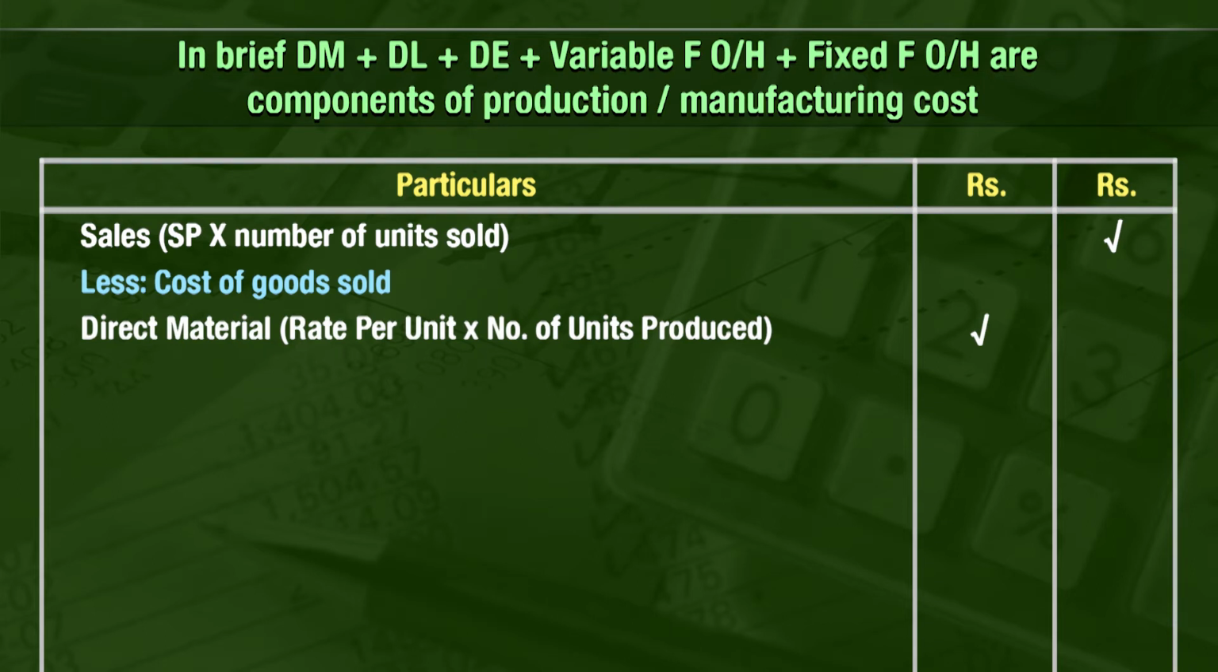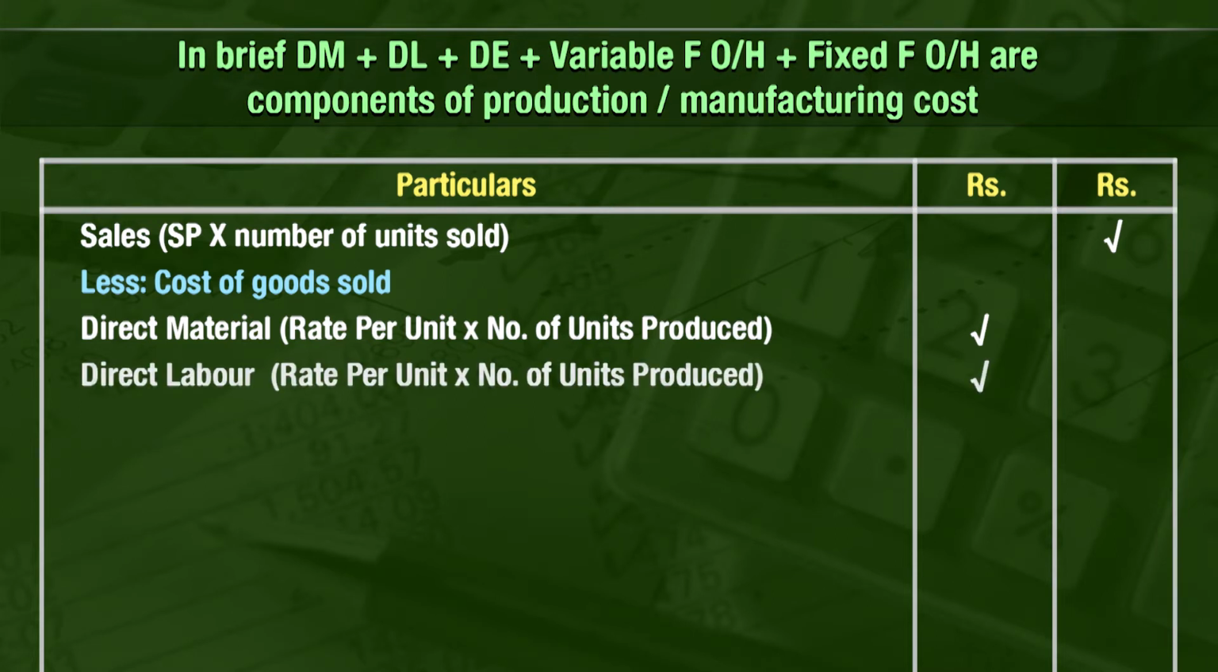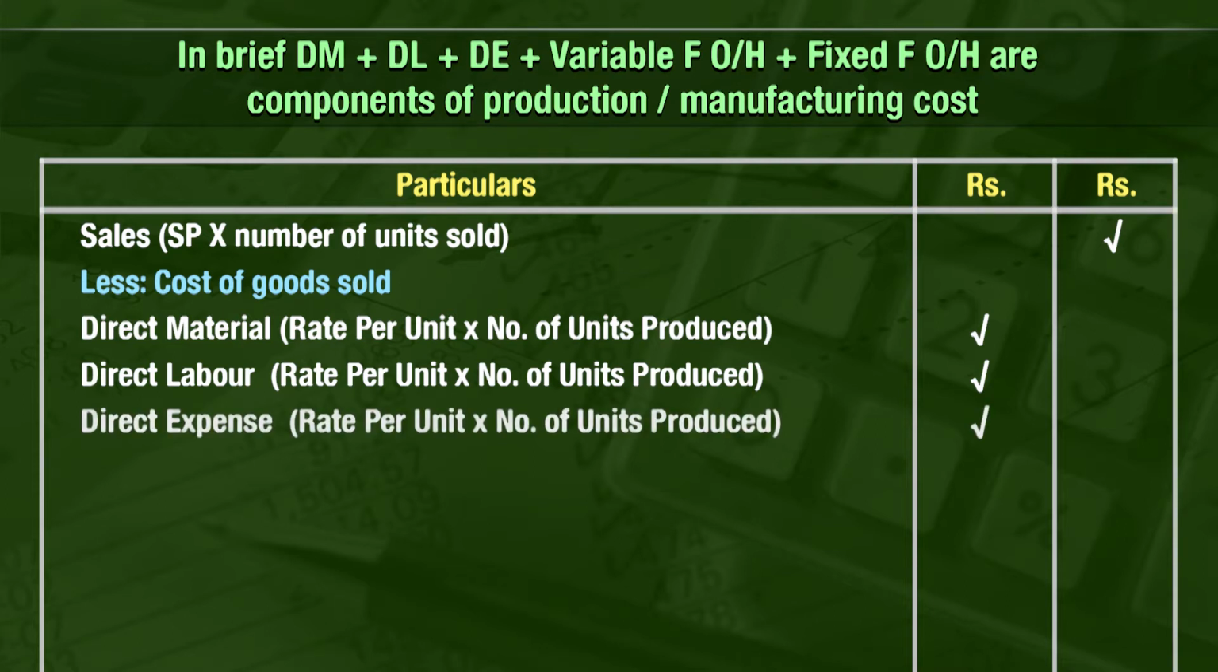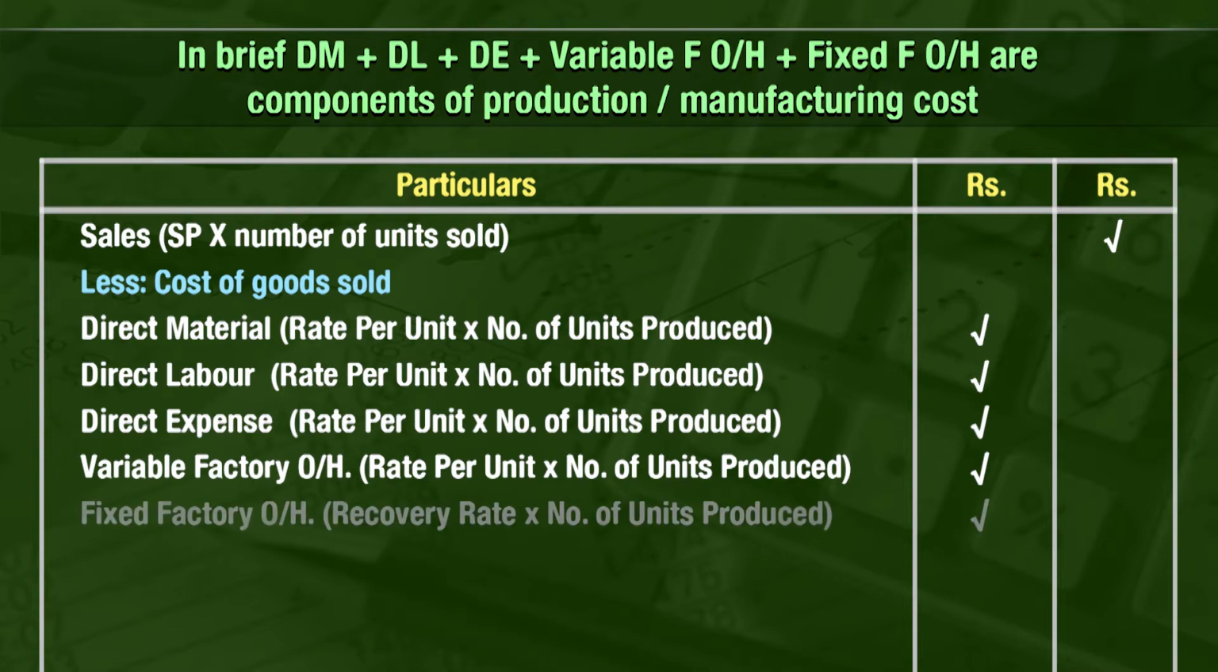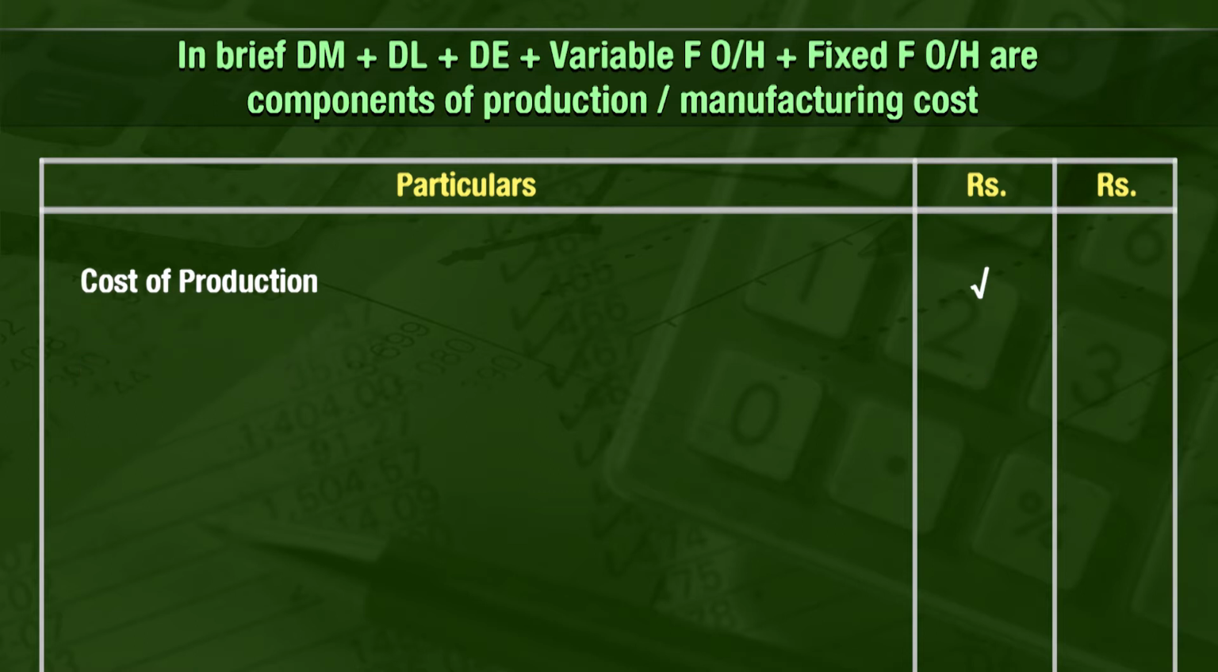Direct material is to be calculated with the rate per unit multiplied by the number of units produced. The second cost is direct labor, rate per unit multiplied by number of units produced. Direct expenses, rate per unit multiplied by number of units produced. Variable factory overheads, rate per unit multiplied by number of units produced. And last is fixed factory overhead, based on recovery rate multiplied by number of units produced. Get the total of all this, and you will get the cost of production.